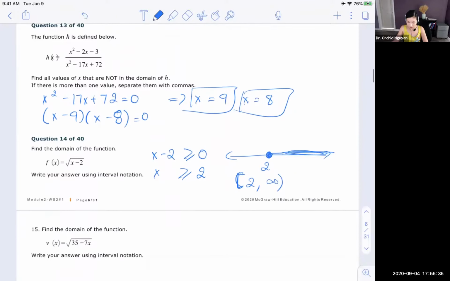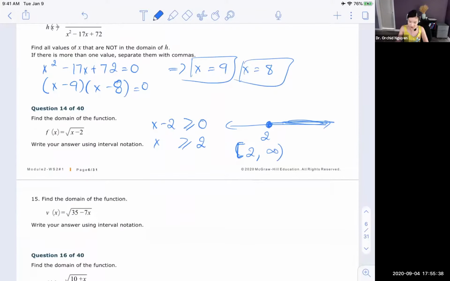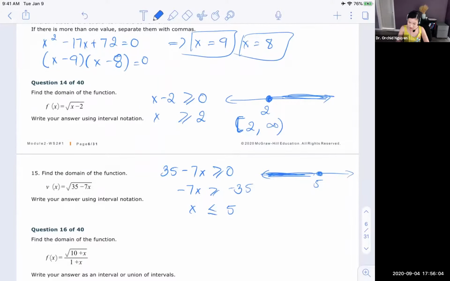All right, same thing. To find the domain, you take the inside and set it greater than or equal to 0. Don't forget we flip the sign because you divide by a negative number. In this case, we have 5 here, but we go this way because we have less than or equal to 5. So the answer is going to be from negative infinity, and then we stop at 5 bracket.